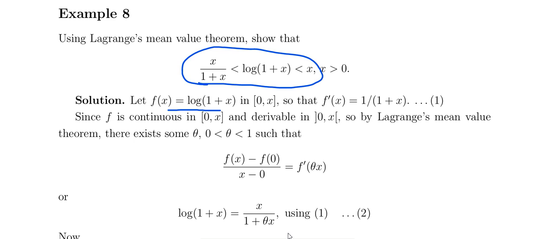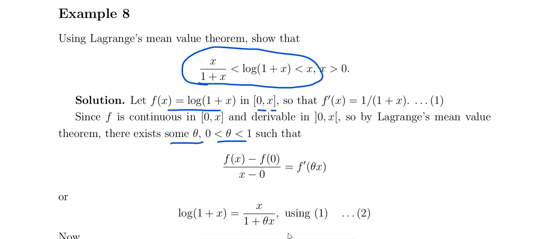So when you apply the Lagrange mean value theorem, there is some theta that lies between 0 and 1. So f dash of a plus theta h, correct. Here a is 0, b is x, h is x. So a plus theta x. So f of x minus f of 0 divided by x minus 0. So log of 1 plus x equal to x by 1 plus theta x.